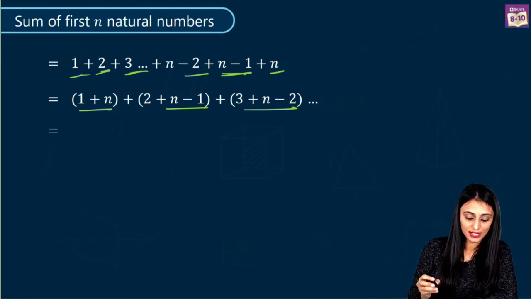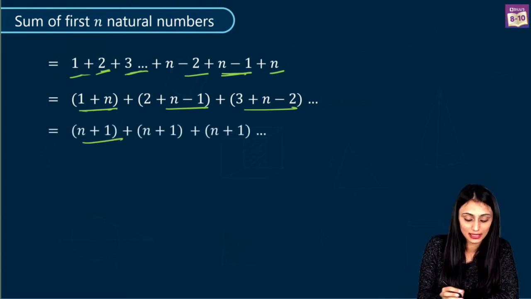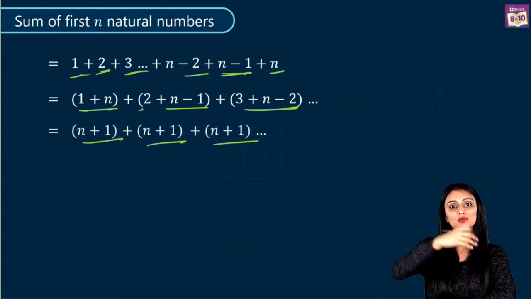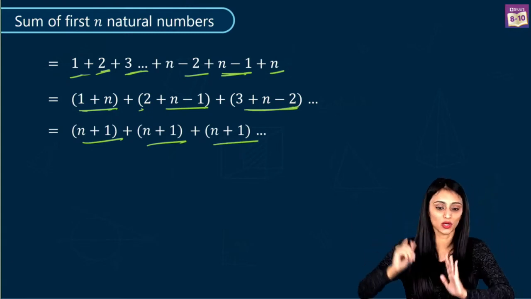Okay, so let's simplify this. What do we get? We have n plus 1. Simplify this, this will be n plus 1. Simplify this, you get n plus 1, and so on. Every time you will get n plus 1 only.